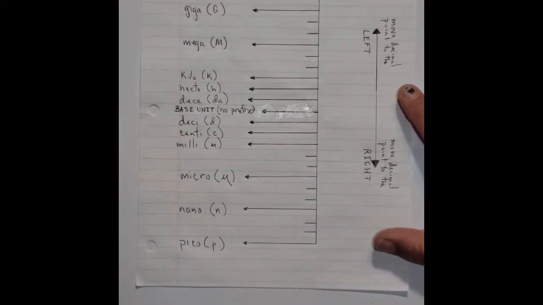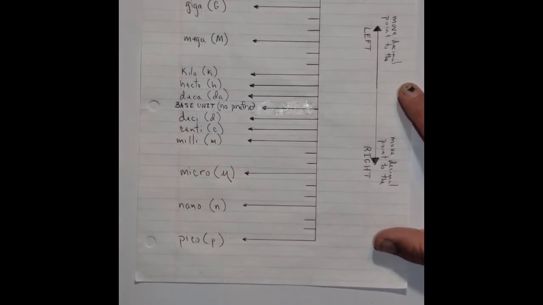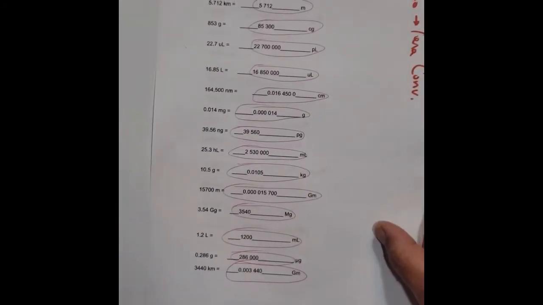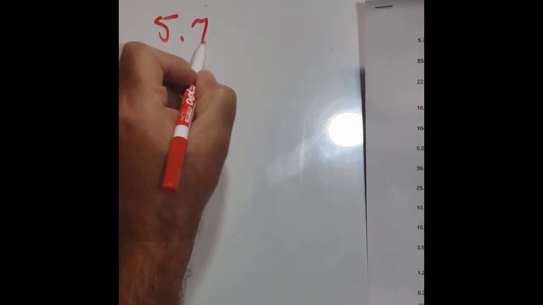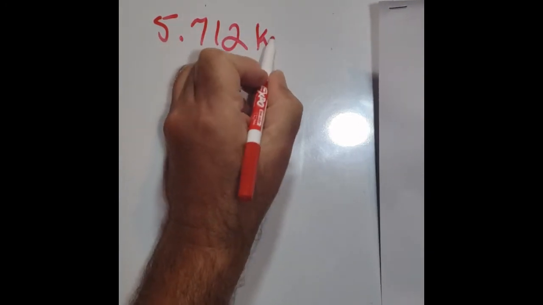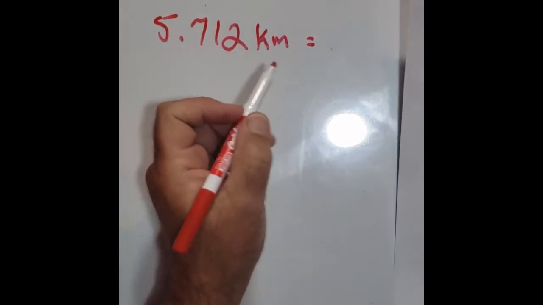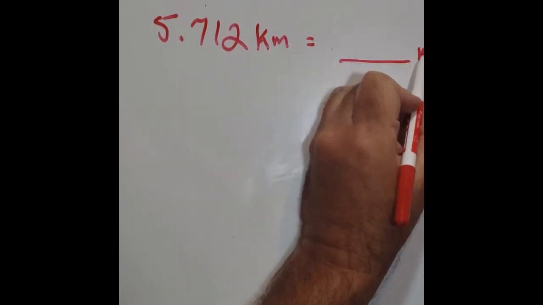Now, there are other ways of doing metric conversions, but we'll stick to this ladder method for right now. So let's go ahead and take a look at some of these. The first problem that I gave you was 5.712 kilometers, and we were asked to convert that to just straight up meters.